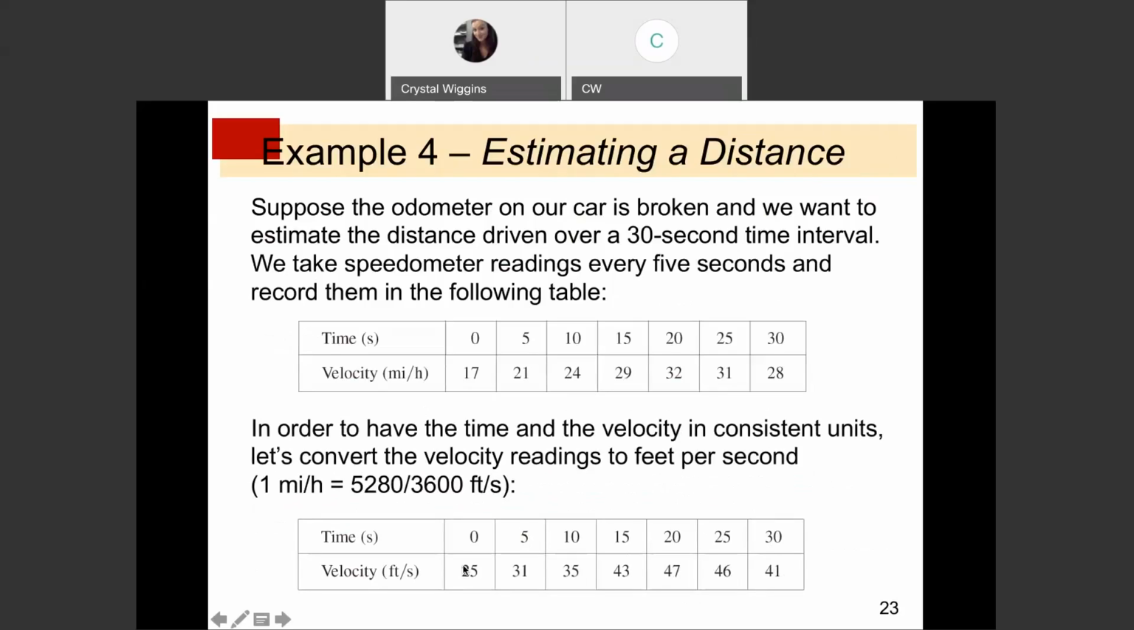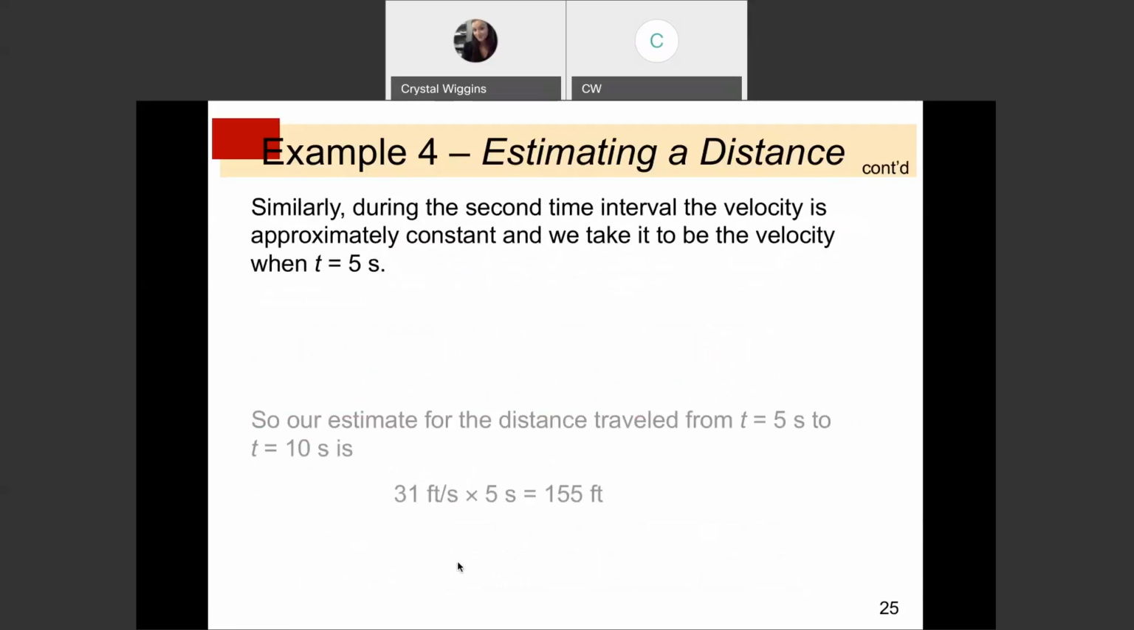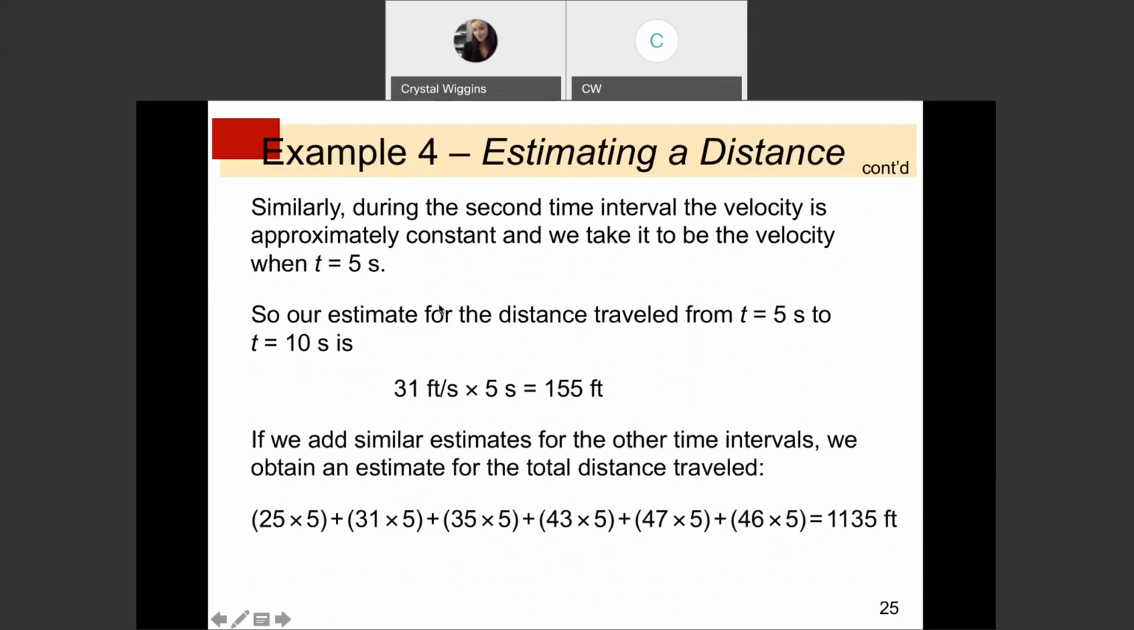When you do left-hand sums, you start all the way to the left and you do not use the last one on the right. If we were doing right-hand sums, you would start on the right and you would not be using the very left value. So here's our left-hand sums. You start with the leftmost speed. Notice they're all times 5, and that's because the interval time does not change. And that gave us approximately 1,135 feet. Now, without a picture, it's really hard to determine whether that's an underestimate or an overestimate.